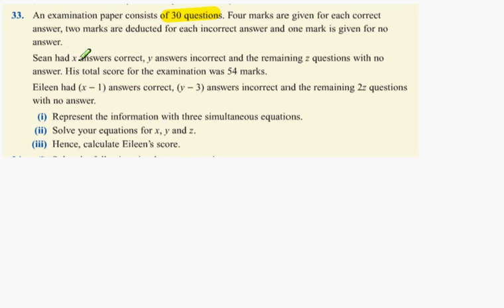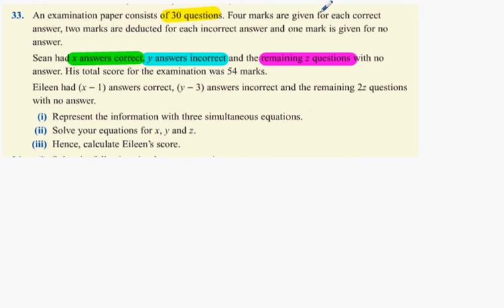Sean had X answers correct, so in this particular question it's telling us to use X as the answers that are correct. It's telling us to use Y as the answers that are incorrect, and then it's telling us to use Z as the questions with no answer. His total score for the exam was 54 marks. Represent the information with 3 simultaneous equations.